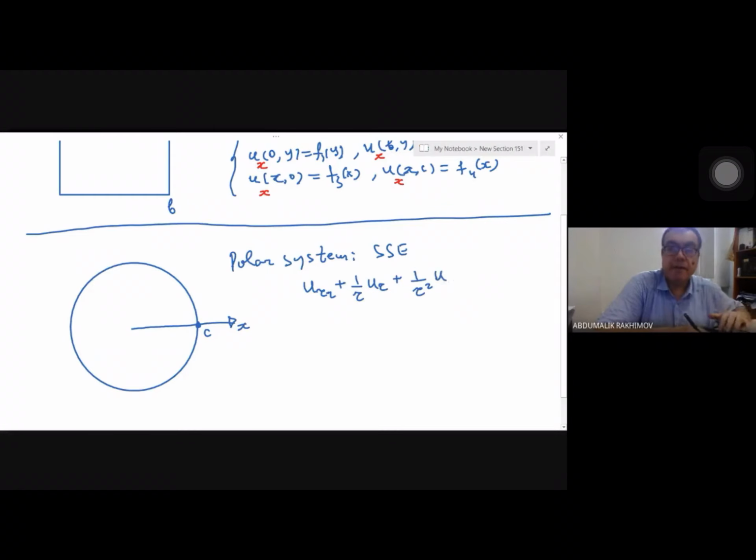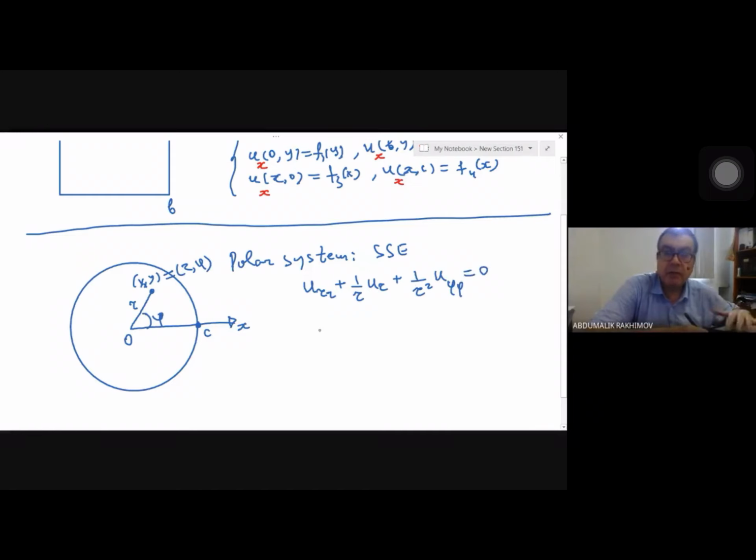Let me write phi. If this is a point (x,y), I can call it the same as (r, phi). I'm not using theta because capital Theta looks like theta. If this is the point, what is r? r is this one. If I connect with the origin, this is r, and this angle is phi. Then equals 0. This is the steady state equation in the polar system.